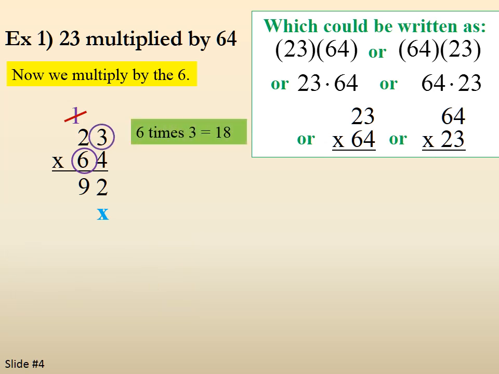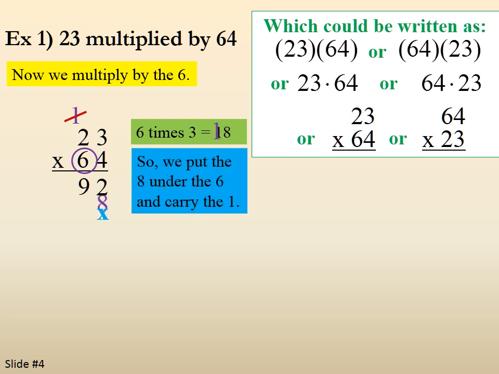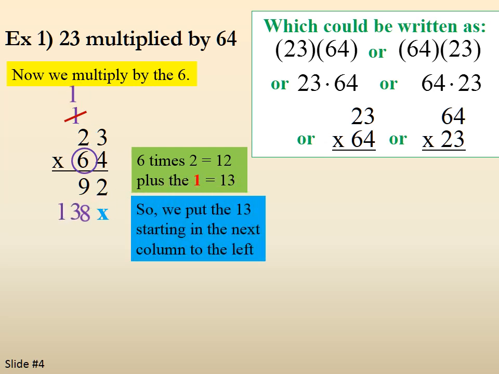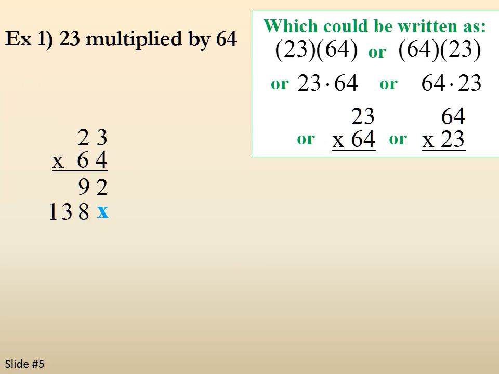So then we do 6 times 3, which gives us 18. So we put the 8 of the 18, and then carry the 1. Now we do 6 times 2, which gives us 12, plus the 1 gives us 13. And now we put that to the left of the 8. Finally, we get to add our columns.